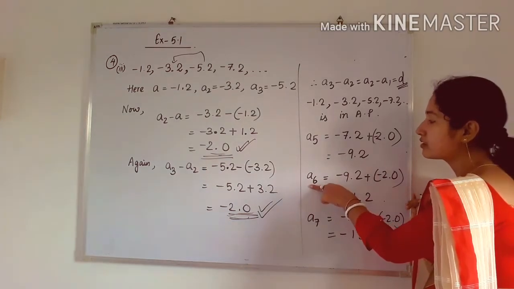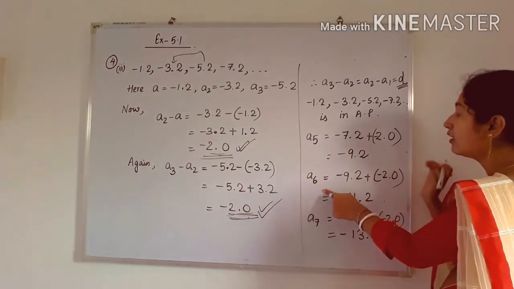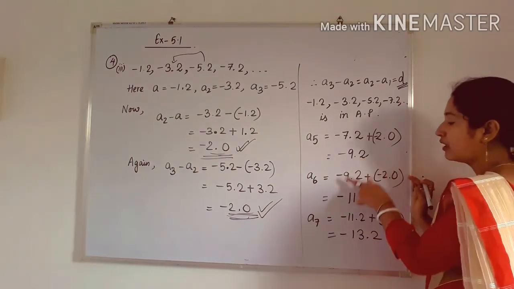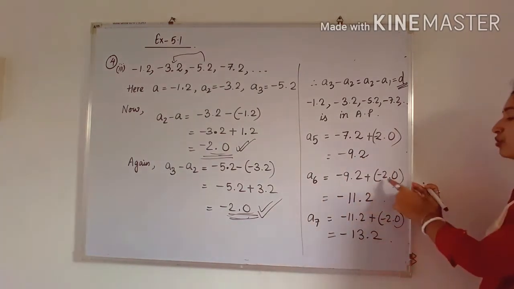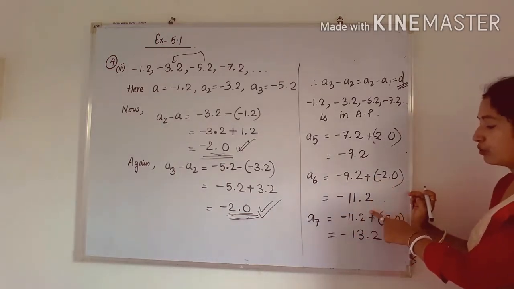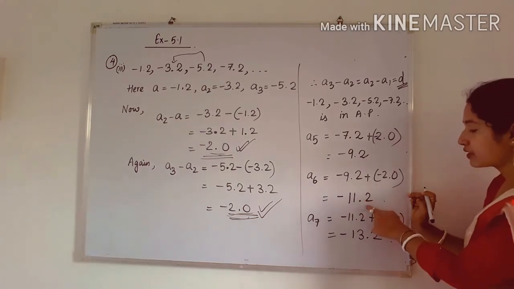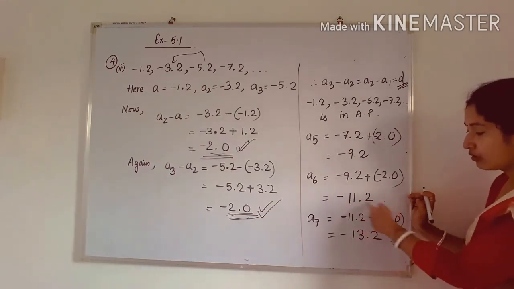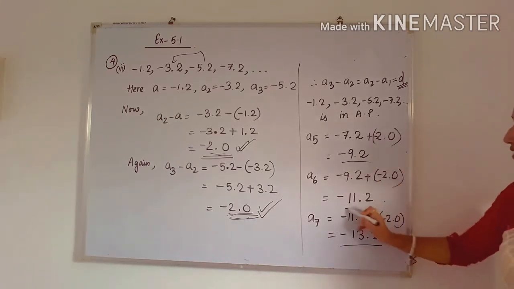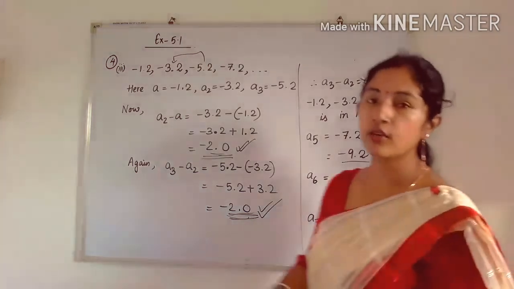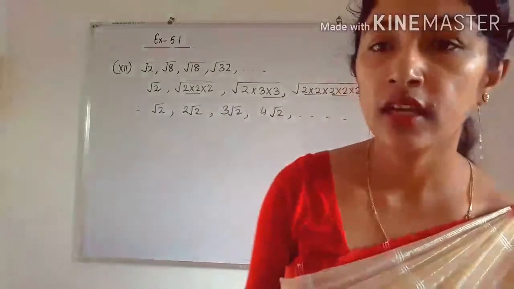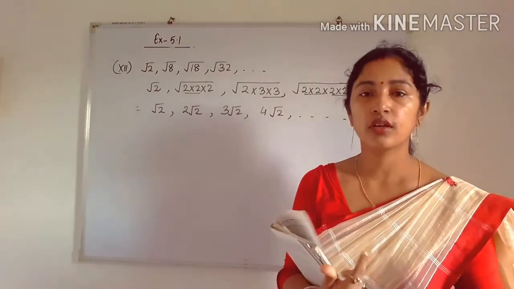Again, how will I get the 6th term? By adding the fixed number, that is the common difference, to the preceding number. This is the preceding number. I am adding the fixed number to it. So I get minus 11.2. Similarly, by adding again the fixed number to minus 11.2, I will get the 7th term. The 7th term is minus 13.2. So these are the next three terms. Only if the sequence forms an AP do you have to find the next 3 terms. So just the next question I am discussing with you. You have to do the remaining questions.